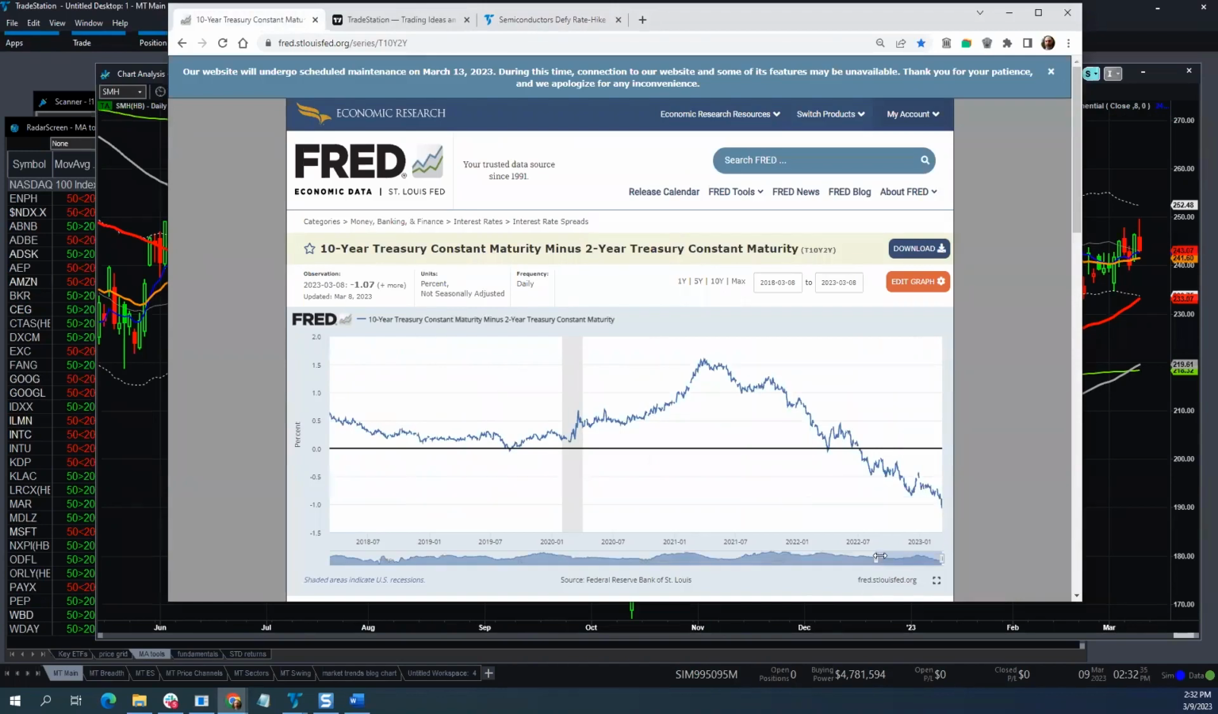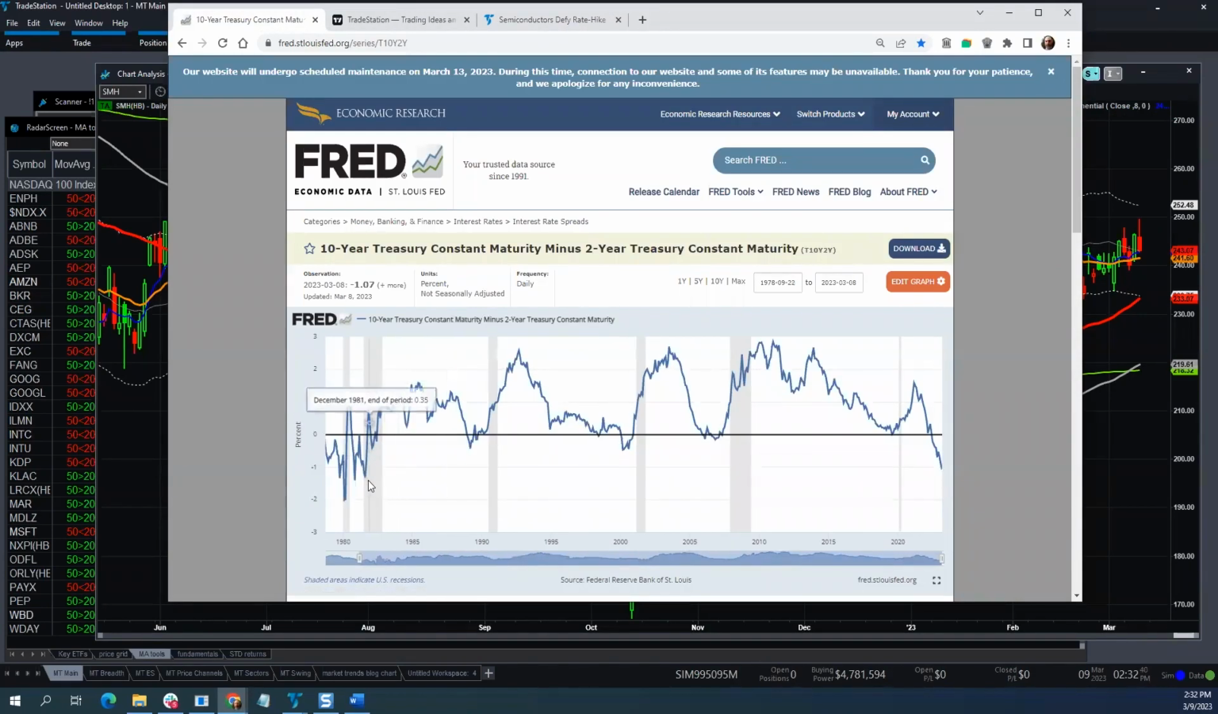This is the yield curve inverting in a way like we really haven't seen since, I guess, the Reagan years. I don't even know if Reagan was in office at this point. Yeah, August. This is when he was in office for a short time. So, this inversion of the curve is just really dramatic.